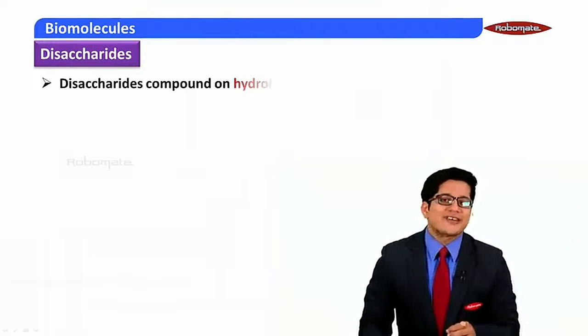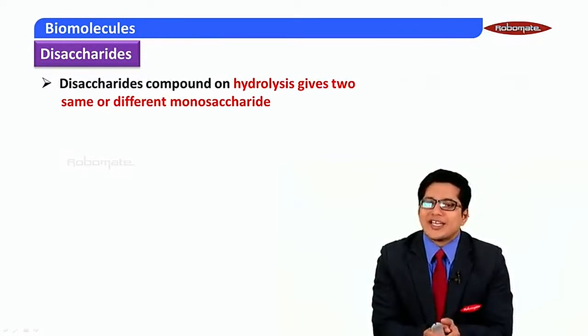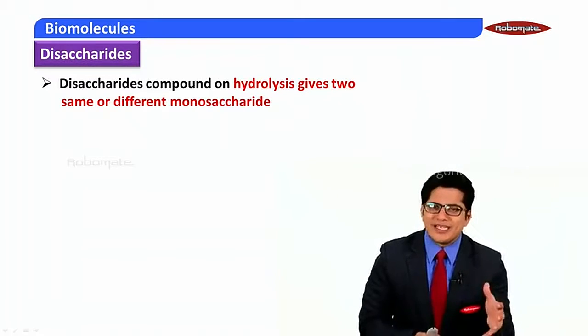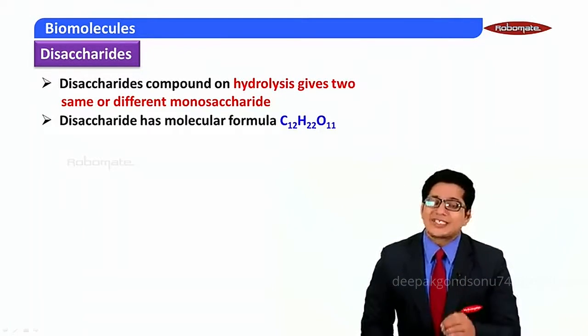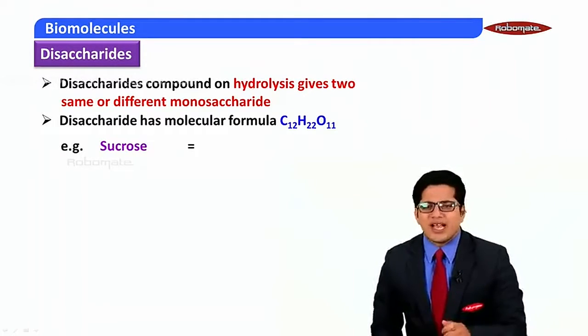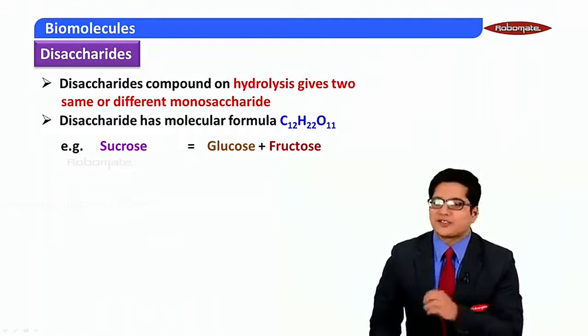Disaccharides are those compounds which on hydrolysis give two monomeric units. They might be the same or they might be different. Let's understand some examples. The first example we have is sucrose, which is obtained by adding glucose and fructose.